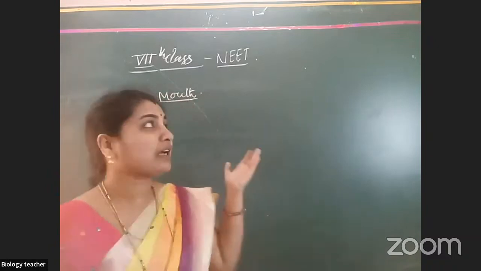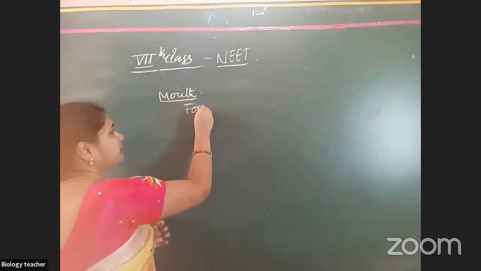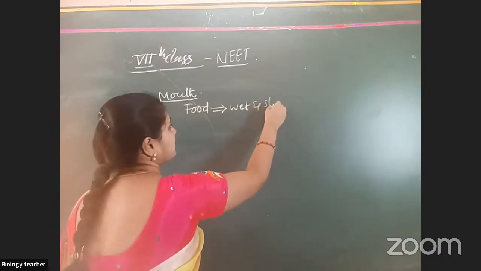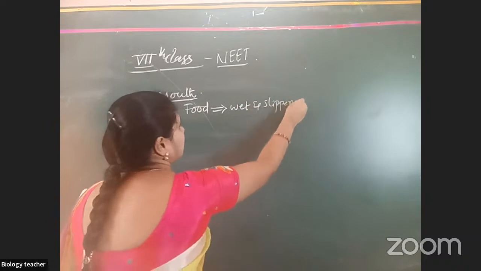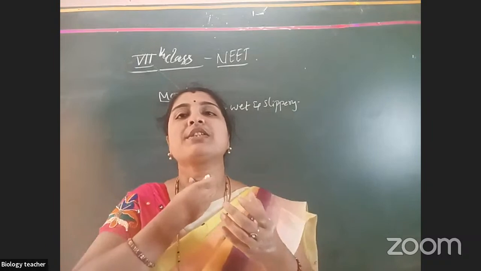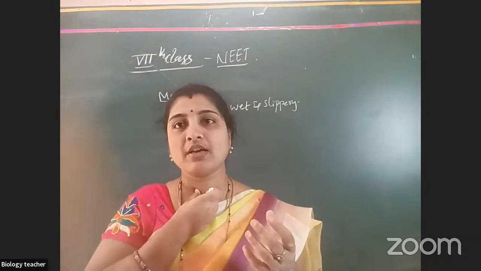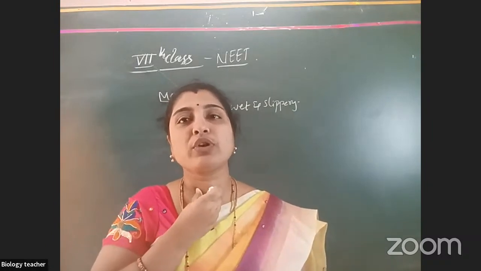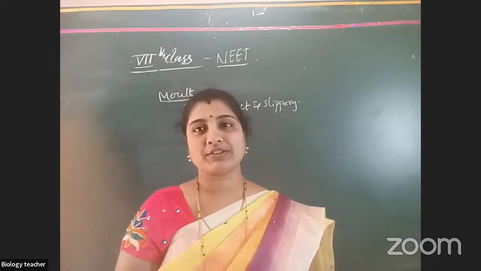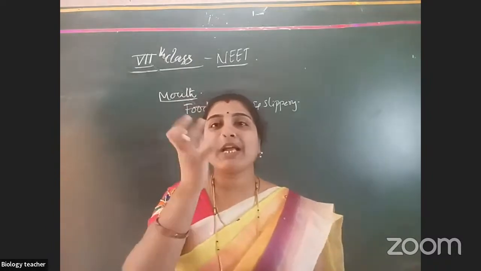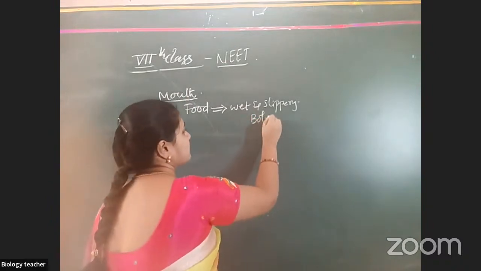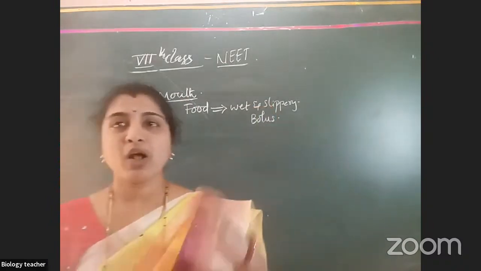So now the food will become wet and slippery. We have discussed this one. Whenever you eat food, the food will become what? Wet and slippery, because it should pass through the tube, the esophagus. This tube is known as the food tube, esophagus. That process is known as what? Mastication. And the food will be a ball-like structure. That ball-like structure is known as bolus.